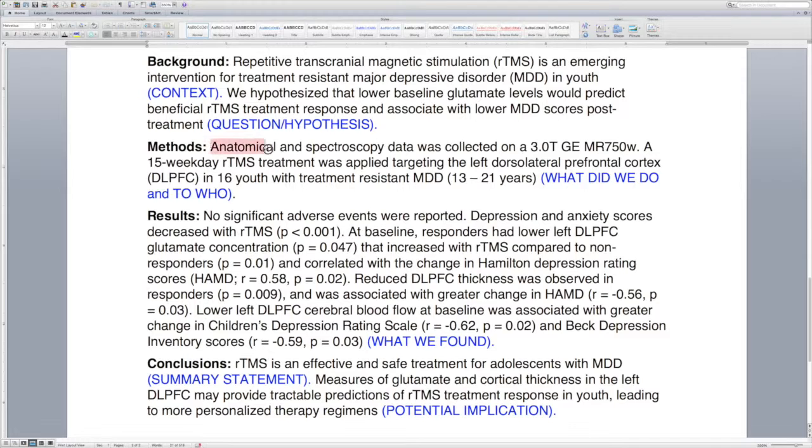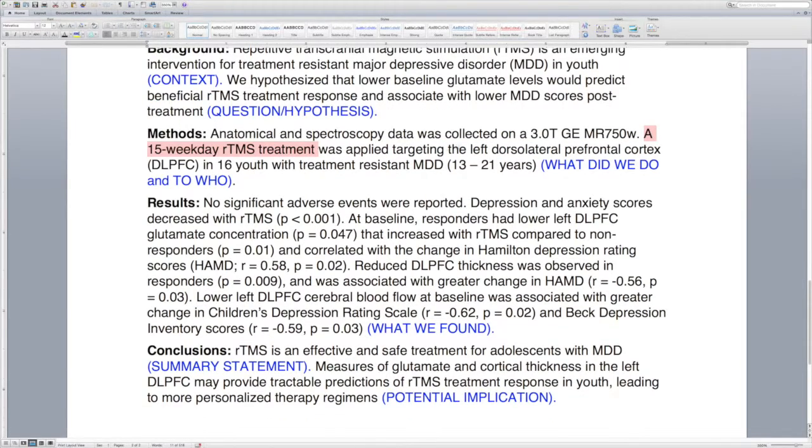With the methods, we talked about how we collected our data, what sort of intervention we did, and our team has treatment for 15 weekdays, applied to this particular part of the brain. In who? What was our sample? In this case, it was a pilot report from our sample where we talked about how it was 16 youth with treatment-resistant depression between these ages. So what did we do to who? Very simple, very quick, punchy thing.